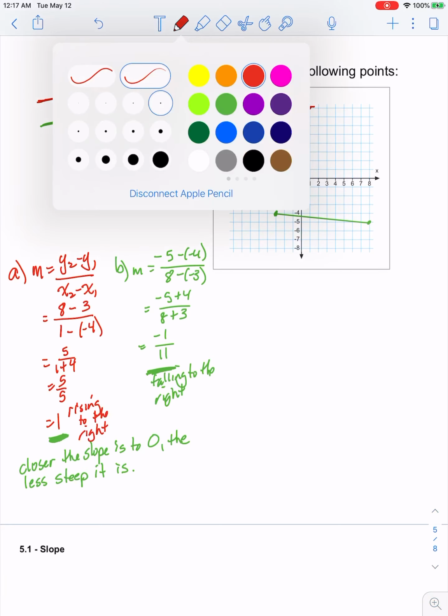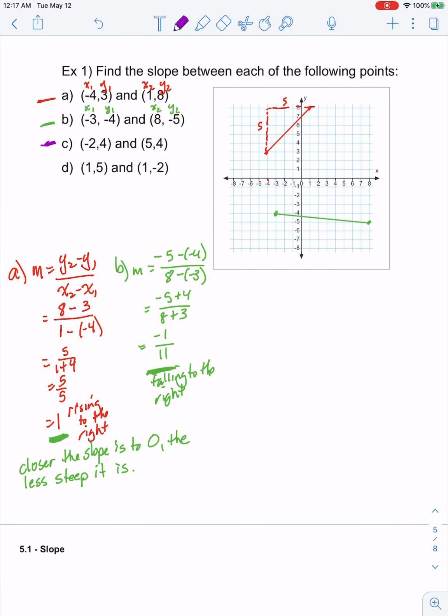Okay, let's take a look at the next one. Do it in purple. All right, again, you go ahead, you try it yourself. x1, y1, x2, y2. Slope equals 4 minus 4 over 5 minus negative 2 equals 0 over 7. That equals 0. Well, I wonder what that looks like, because that's not positive and it's not negative. So what do you think it is? So when it's positive, it rises to the right. When it's negative, it falls to the right. What do you think it's doing if it's 0?